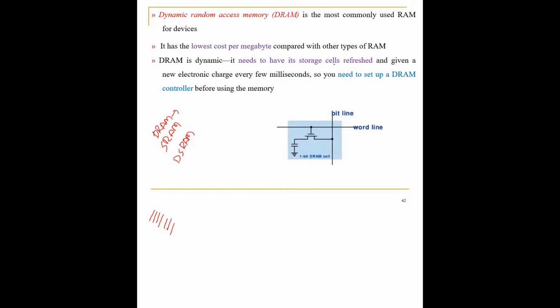It needs to have storage cells refreshed, given a new electronic charge every few milliseconds, so you need to set up a DRAM controller before using the memory. So please understand this is a temporary storage device or temporary memory. If you want the data stored in the DRAM to be permanent, you need to set up a DRAM controller which will be giving a refreshing or electric charge at every pulse so that the data stored in this RAM will be permanent. That is what your DRAM is.